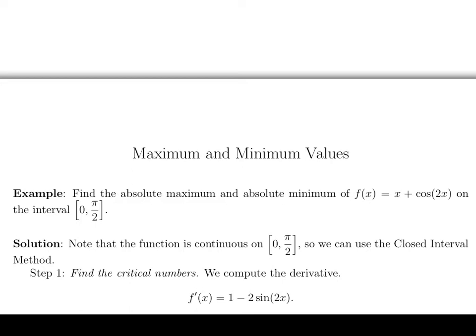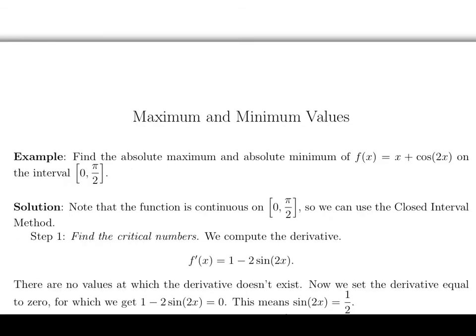Now we're looking for critical numbers. Remember the definition. A critical number is a number in the domain of the function where the derivative either doesn't exist or is equal to 0. Now there aren't any values where the derivative doesn't exist, so we're just going to set the derivative equal to 0 and work on that.